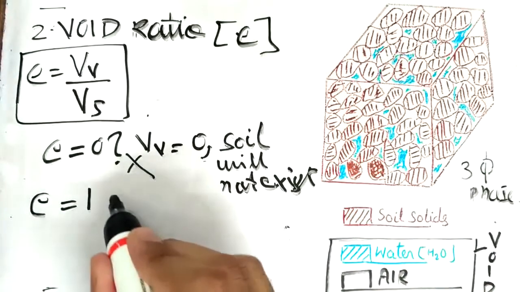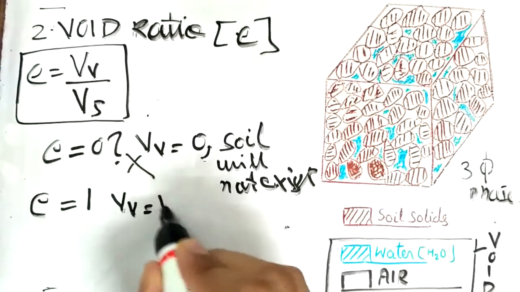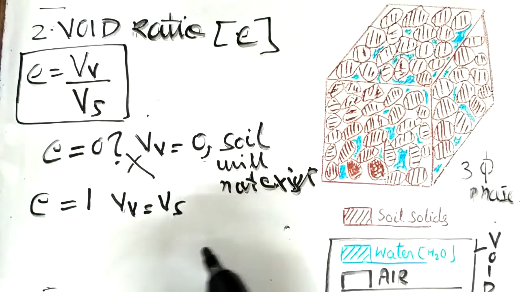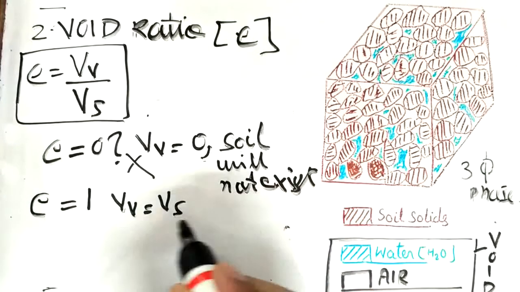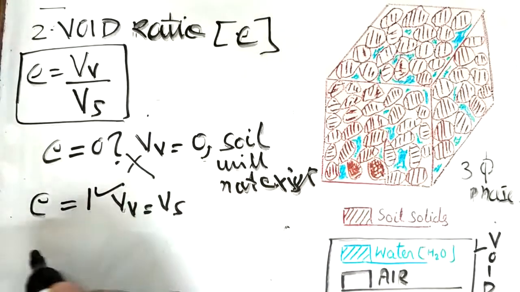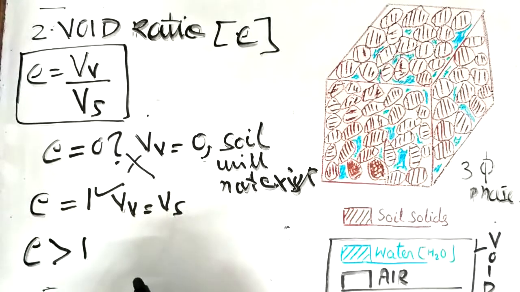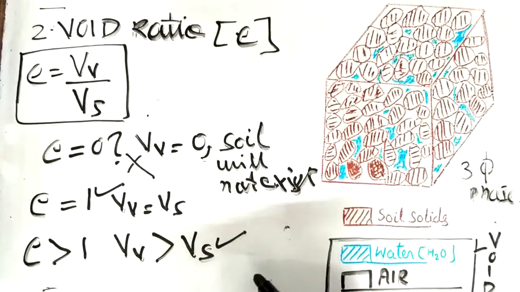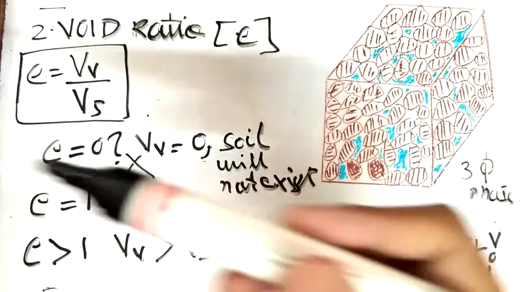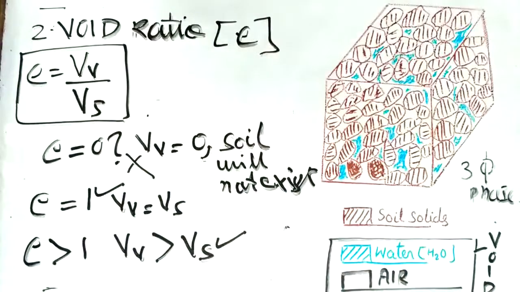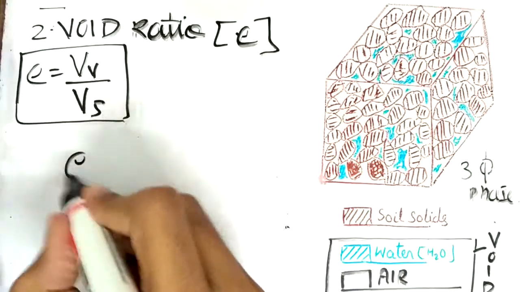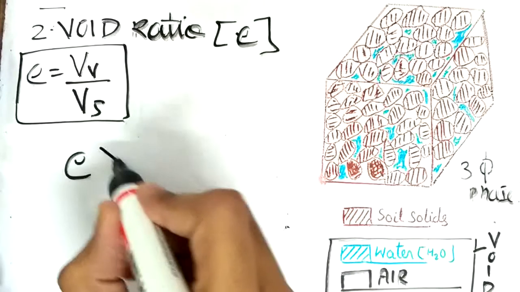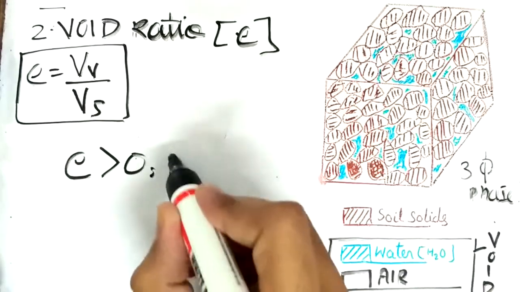E will be equal to 1 if I have volume of void equal to volume of soil solids. And yes, that can happen. Can E be greater than 1? I will be having E greater than 1 if my volume of void is greater than my volume of solid. And yes, this can also happen. So my limits are that E can be greater than 0, and we have no upper limit.